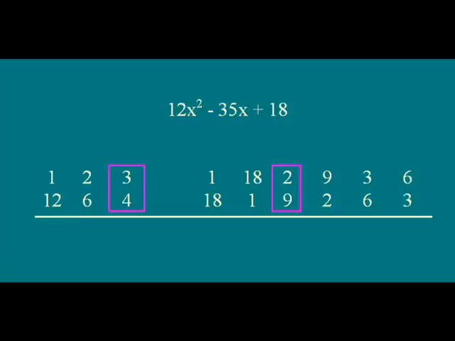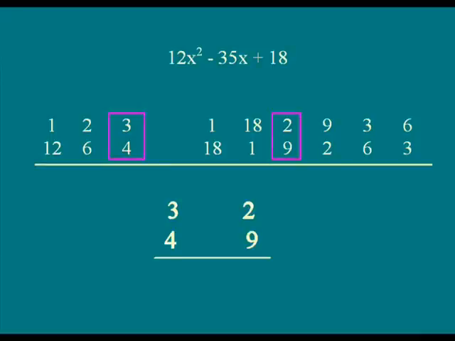Let's make a different table with the 3 and the 4, the 2 and the 9. Cross multiply, we'll get 27 and an 8. Make both of those negative, so they add up to negative 35. That means we have a negative 2 and a negative 9. Which multiply to positive 18, so it's right. And we're done. The answer is 3x minus 2 times 4x minus 9.